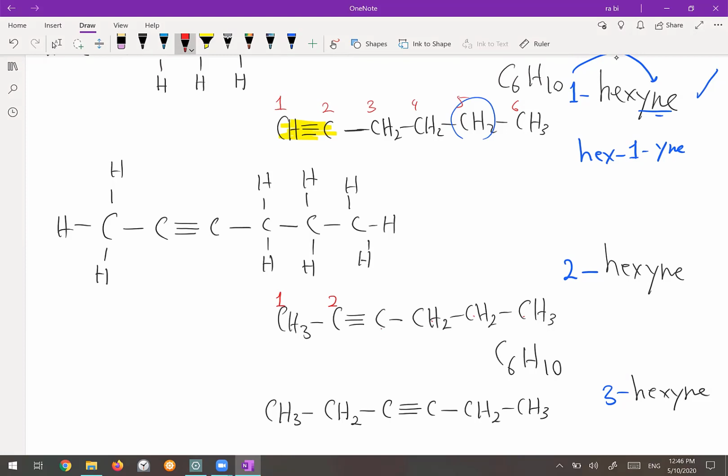If you number it from the left side, this is carbon number 1, carbon number 2, carbon number 3, 4, 5, 6, and the position of the triple bond is on carbon number 3. If you number it from the right side, it's carbon number 1, carbon number 2, carbon number 3, 4, 5, 6. Again, the position of the triple bond is on carbon number 3. So for this case, it's not important from which side you number your parent, because from either side, the triple bond would be on the third position.